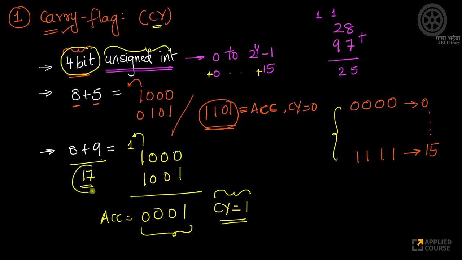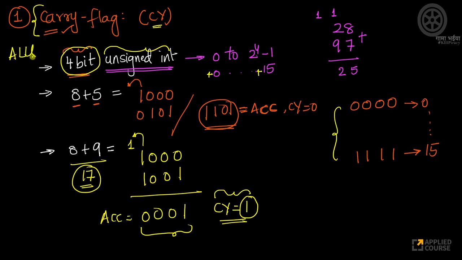Since 17 cannot be stored using 4 bits, I'm storing some result here, but the answer of adding 8 plus 9 is not 1. It is certainly not, because what does this mean in binary? In binary, this is 1, but the carry flag is also set to 1, implying that there was a carry from the most significant bit. So the actual answer is not 1, the actual answer is 10001. That's what the carry flag basically tells us.